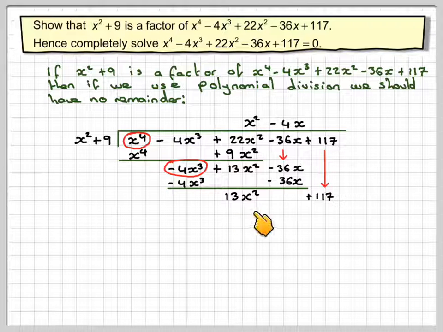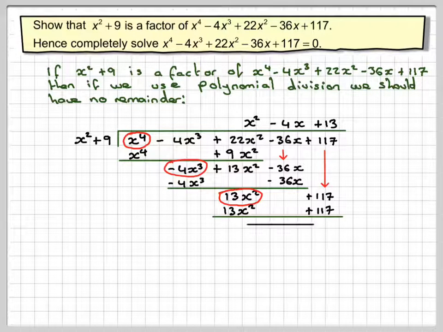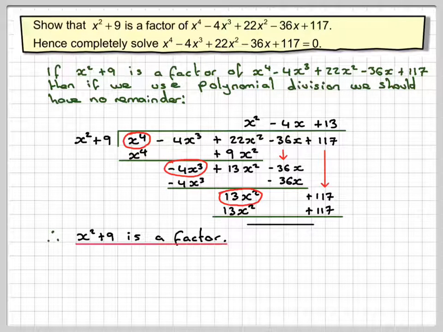So we're now going to do 13x squared divided by x squared, which is 13. And then multiplying out, 13 times x squared goes there. And then 13 times 9 is 117. And we've got no remainder. So as we've got no remainder, x squared plus 9 is a factor.